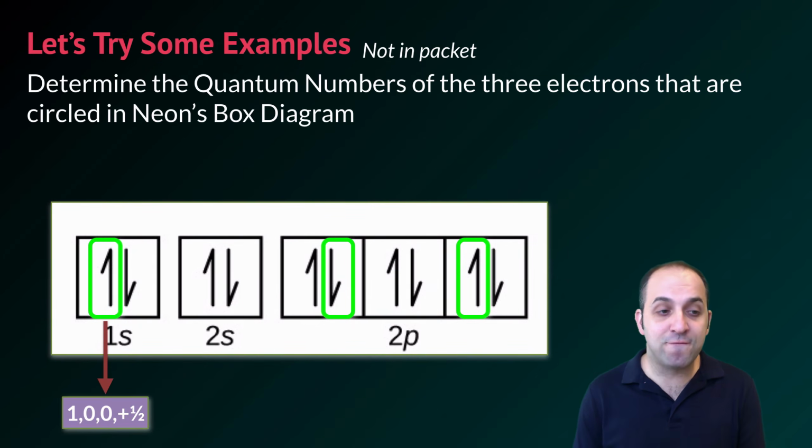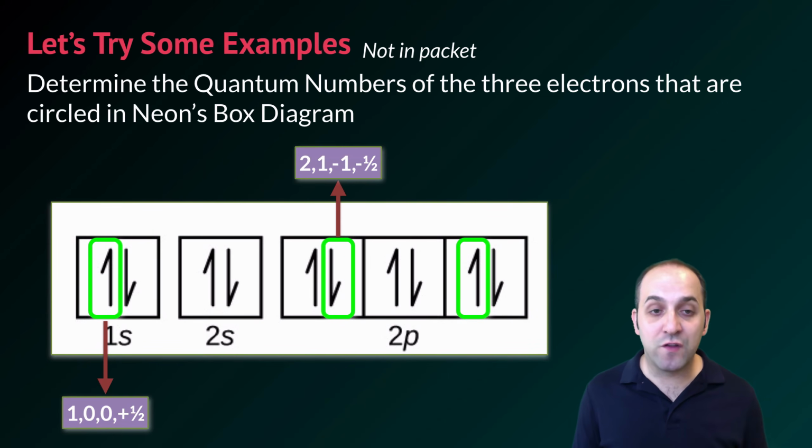The quantum numbers for the first electron that's circled are 1, 0, 0, +1/2. It's 1 because it's in the first principal energy level. It's then a 0 because it's in the S sublevel. The orbital in the S sublevel is the 0 orbital. And since it's got an upspin, it's +1/2.